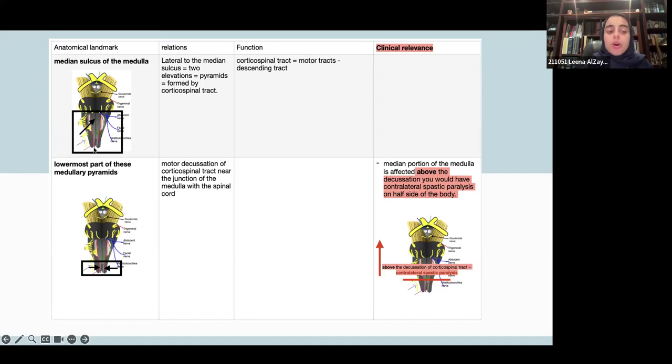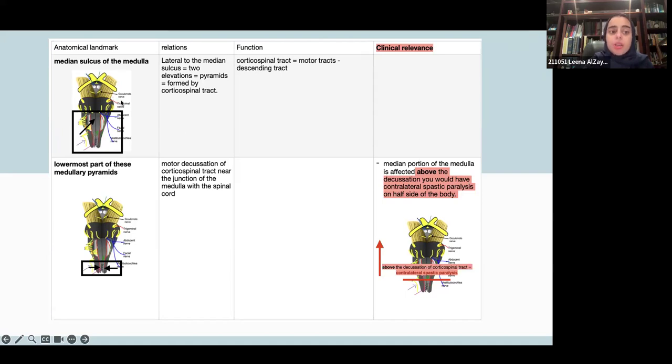And in the lower parts of the medulla, which is here in the X sign, it's actually where the motor decussation happens. So at this level, we become contralateral. Above it, it's contralateral. Any injury under it is ipsilateral because the decussation happens at the lower part of the medulla in the pyramids.